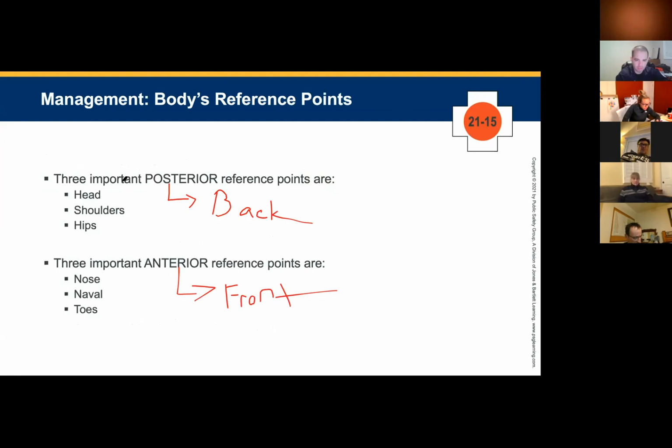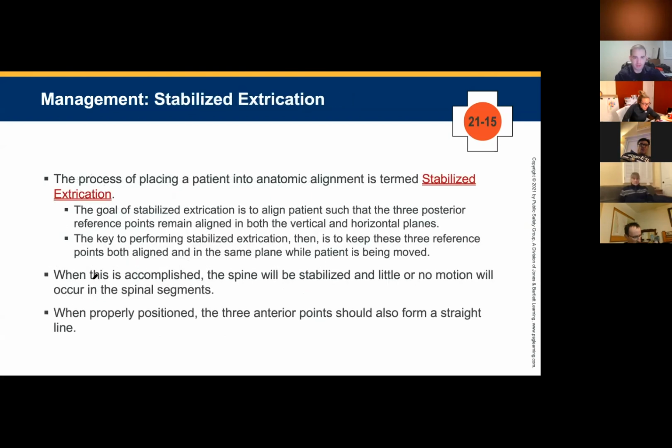So our 3 important posterior reference points are the head, shoulders, and hips, and the anterior reference points are the nose, navel, and toes. So when we talk about extricating patients, or this term stabilized extrication, the process of placing a patient into an anatomic alignment is termed stabilized extrication. So the goal of stabilized extrication is to align the patient so that the 3 posterior reference points remain aligned in both the vertical and horizontal planes.